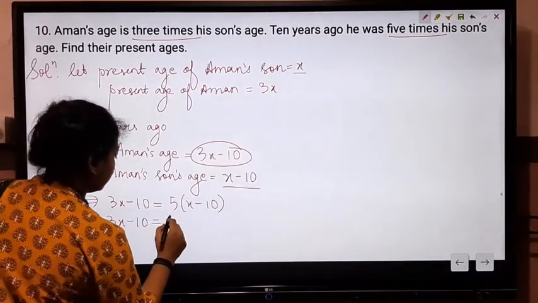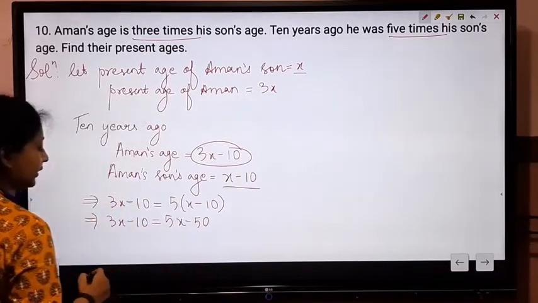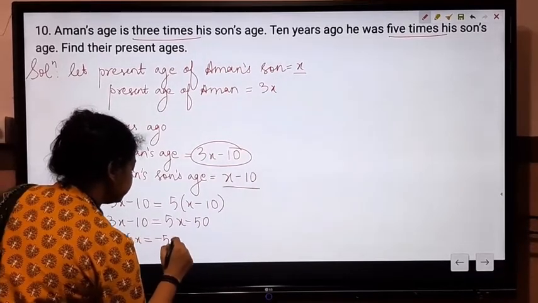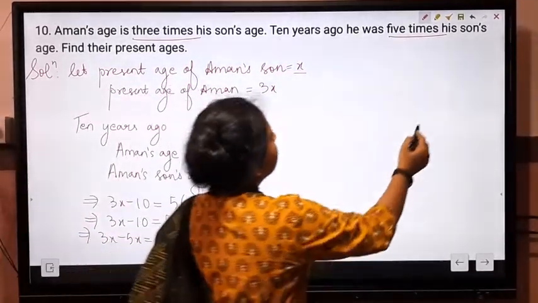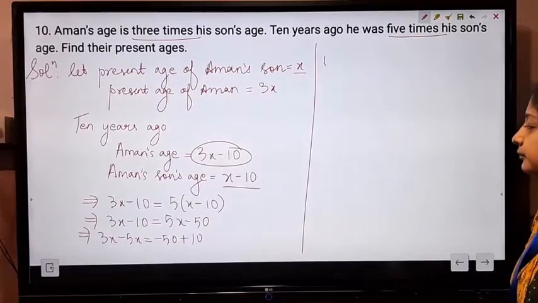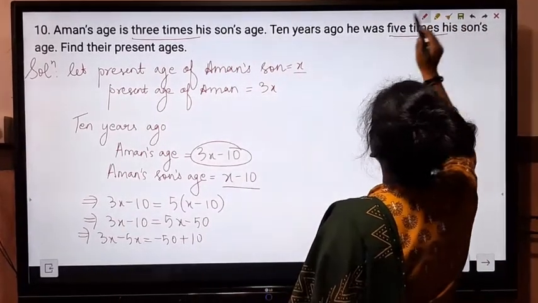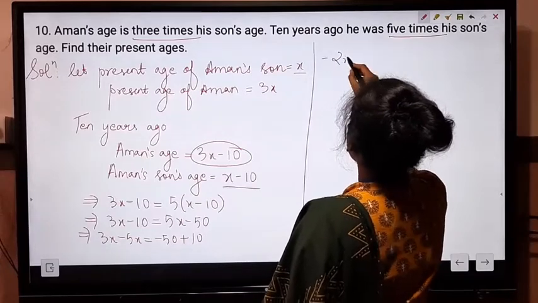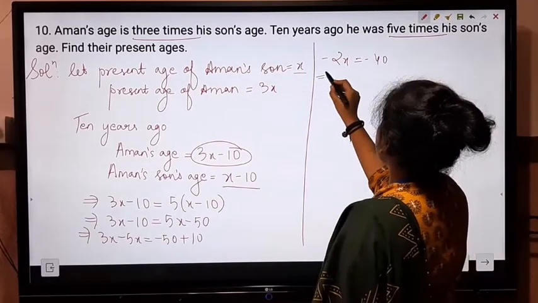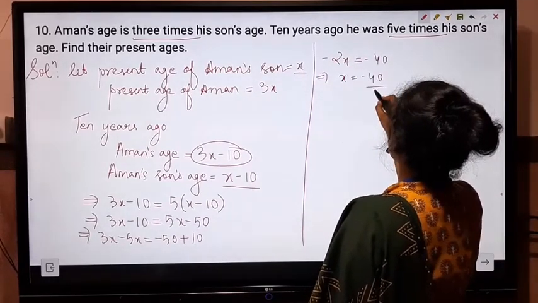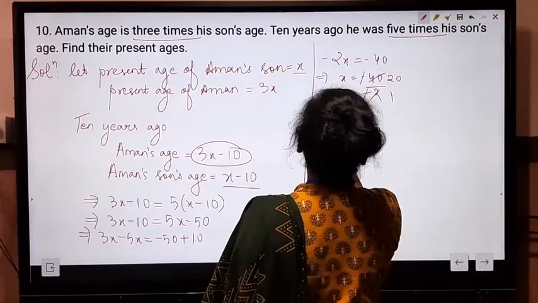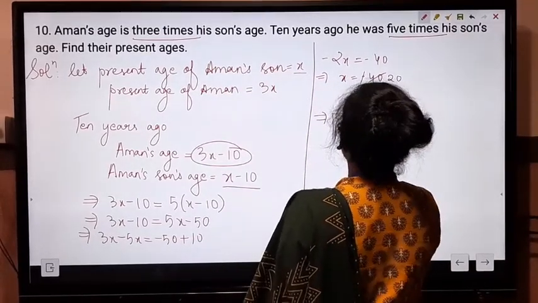So 3x minus 10 equals to 5x minus 50. We can transfer all the variables on one side and all the constants on the other. So we'll be left with 3x minus 5x. 3x minus 5x gives us minus 2x. Minus 50 plus 10 gives us minus 40. This implies x equals to minus 40 by minus 2. Minus cancels. 2 fours are 8 and 2 twenties are 40. This implies x is equals to 20 years.